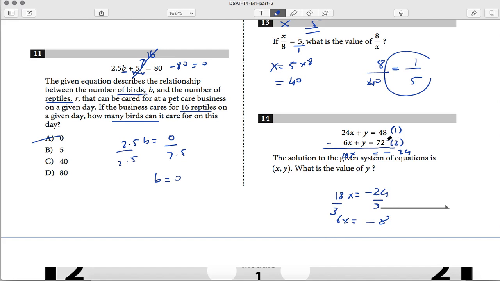Now I'm going to use the second equation. Second equation is 6x plus y equals 72. 6x, I found it to be minus 8. So I'm going to plug that value. Minus 8 plus y equals 72. Now I add 8 to both sides of the equation. We get 72 plus 8. That gives me y equals 80. So the y coordinate of the solution to the system is 80.